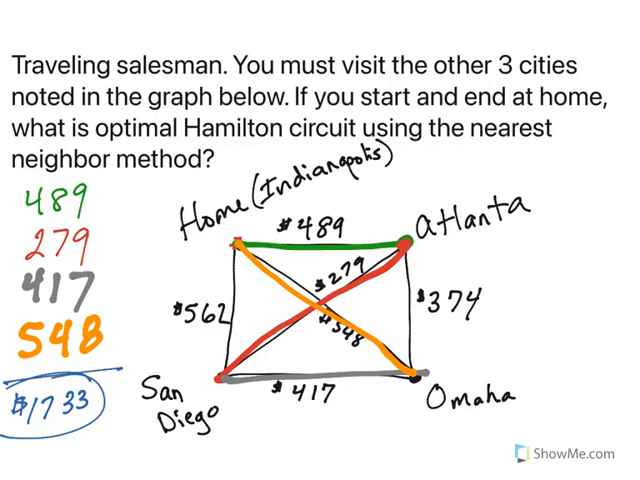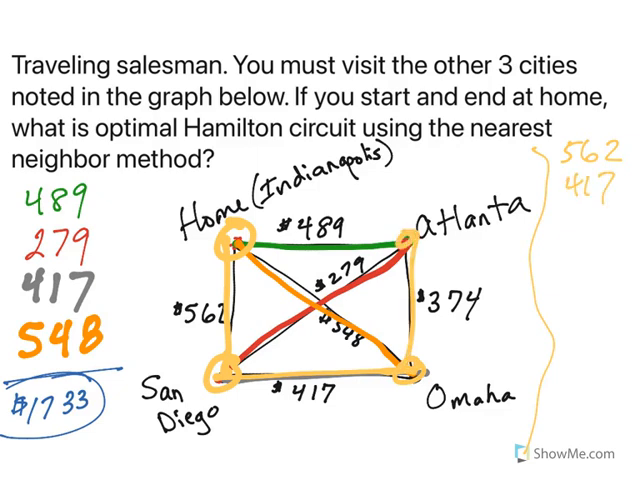You could also say, well, what if we went a different route? What if we started a different way? Let me change colors here and go to a lighter yellow. Let's say we started, again, in Indianapolis, but first we go to San Diego, and that costs us $562. And then from San Diego, we went to Omaha, because why not? We can. $417. And then we went to Atlanta, $374. And then we went home, $489, for a total of $1,842.